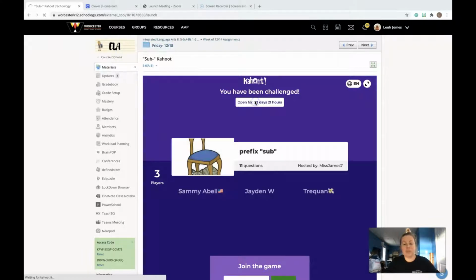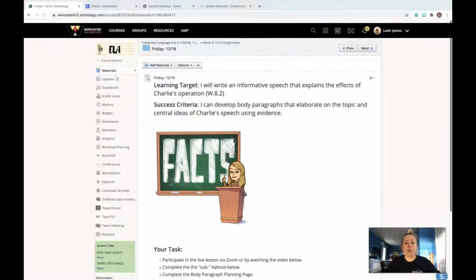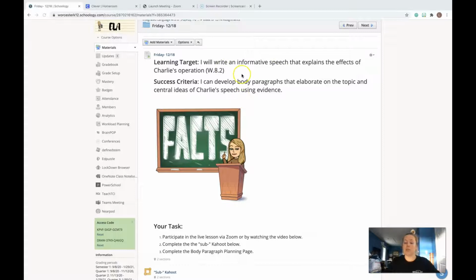And then once you're finished, we are diving into, again, that informative speech. Remember, you are writing an informative speech that explains the effects of Charlie's operation, but from Charlie's point of view. Today, we're developing those body paragraphs. Those body paragraphs should be elaborating on our topic, which is Charlie post-surgery, and the effects that it had on him, and they should be elaborating on this through the use of evidence.